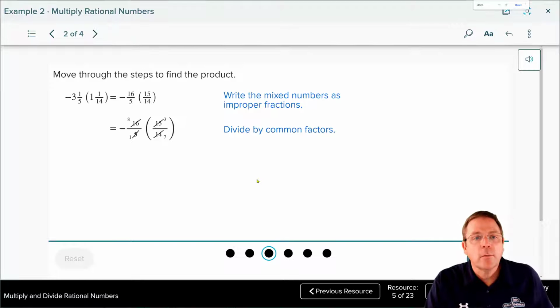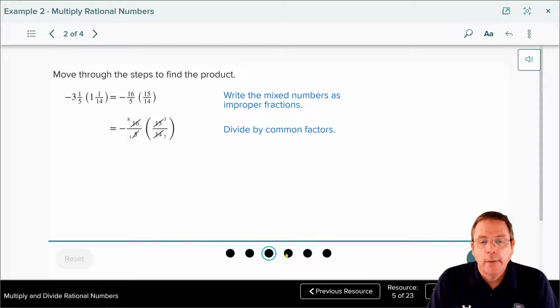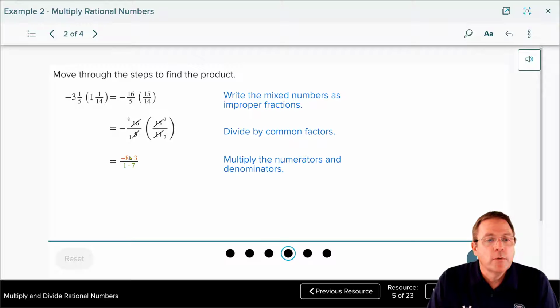See if we can make that a little bit bigger for you. There you go. And then from there, multiply what's left. You have the negative 8 times 3 and the 1 times 7. Once again, I'm not going to require this of you, but it's a good idea to do it because it makes it less likely you're going to lose your negative sign.